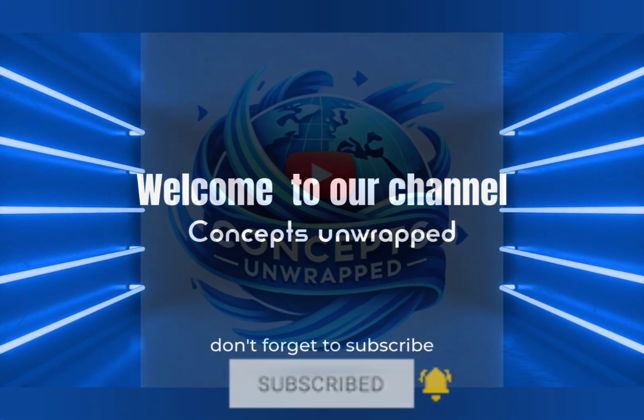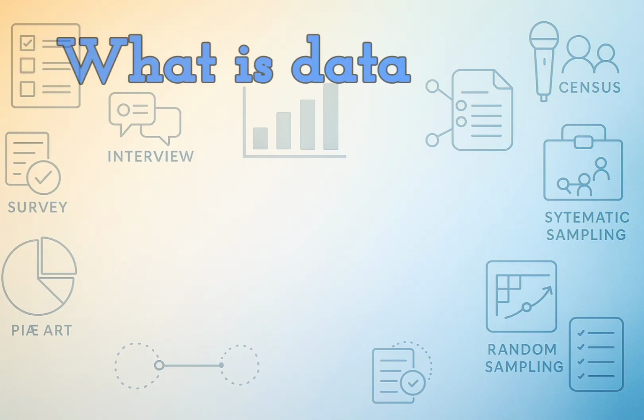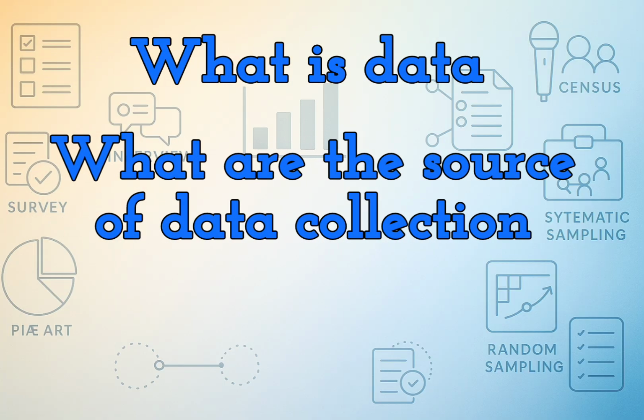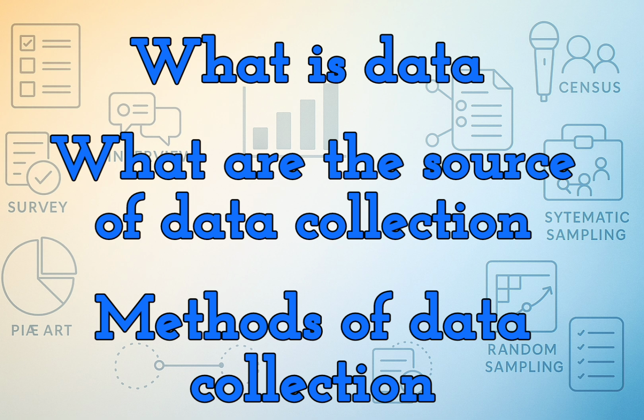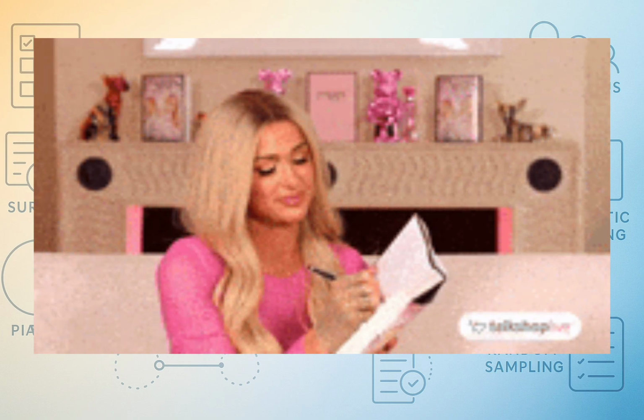In today's video, we will learn about collection of data from Class 11 Statistics. This video provides clear understanding for what is data, what are primary and secondary data, and how do we collect them. We will explain each point step by step with simple examples. This chapter is very important for your exams and also helps you understand how we use information in real life. So take your notebook and pen and let's start learning together.